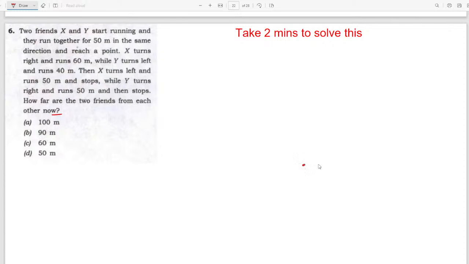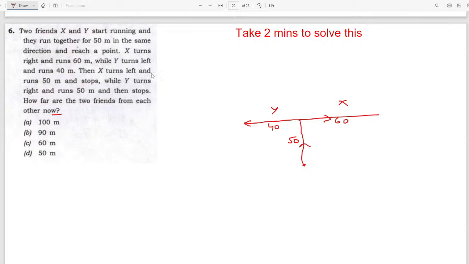We'll start here. Both are running and they run together for 50 meters. And then they reach a point. Then X takes right and runs 60 meters. X goes here. This is X direction. While Y turns left and goes 40 meters. This is 40 and Y.